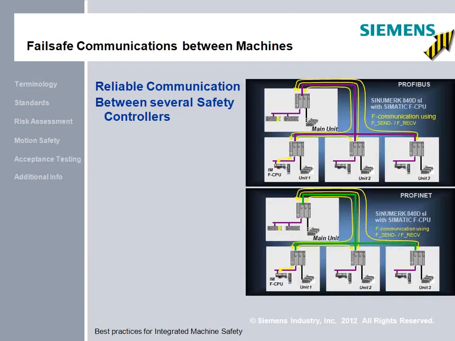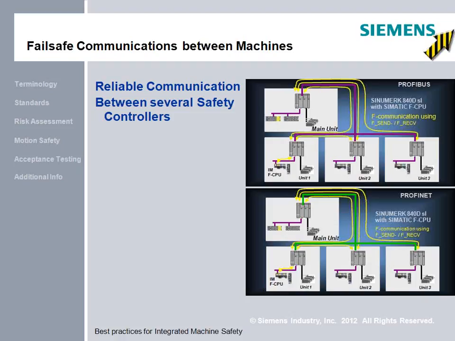Safe communications. Over the last couple of years, Profibus and Profinet with Profisafe, the communications protocol, has given us the capability for safety controllers, in this case a Sinumerik CNC from Siemens, communicating with either an additional CNC or a safety PLC from Siemens or others, the capability to safely communicate between control systems.